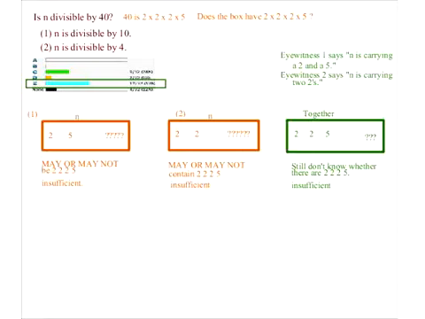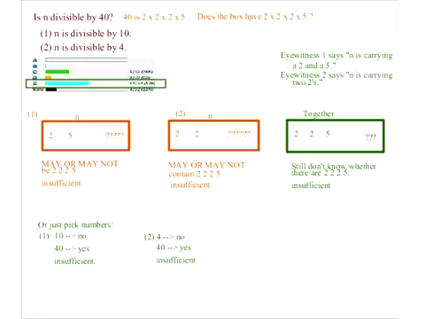All right. Also, you can also just pick numbers. If you just pick 10 for statement 1, then that's a no. But if you pick 40, that's a yes, so that's insufficient. Statement 2: 4 would give you a no, but if you pick 40 itself, you get a yes. So that's insufficient.